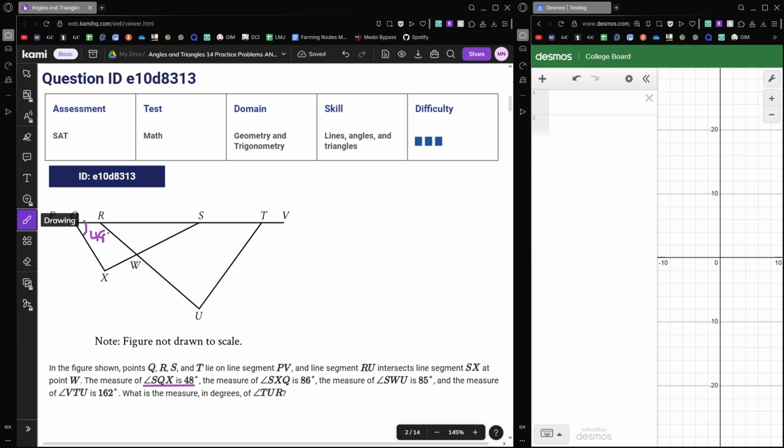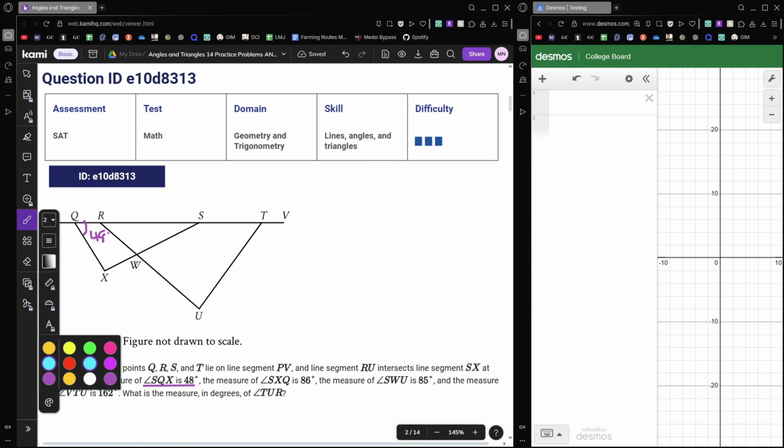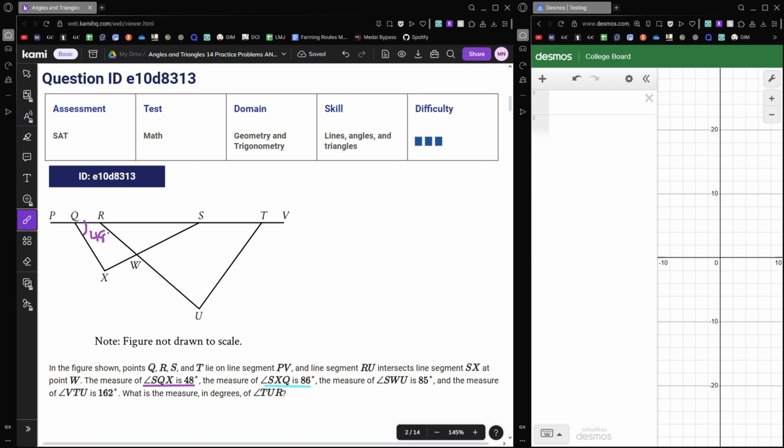Let's keep reading. The measure of angle SXQ is 86 degrees. So here's SXQ. That means that this angle is 86 degrees. Let's keep reading. The measure of angle SWU is 85 degrees. So here's SWU. That means that this angle is 85 degrees. And lastly, the measure of angle VTU is 162 degrees. So here's VTU. That means that this angle is 162 degrees.